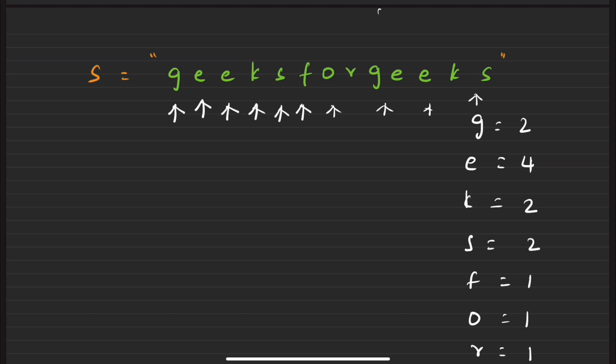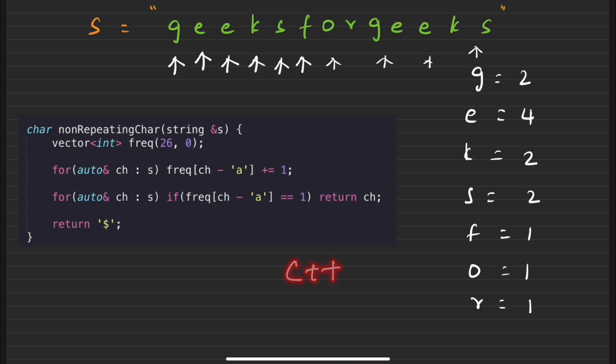And as we are going from starting index to end index, whatever character has the frequency 1 will be the first non-repeating element. Simple. Now since we have understood the logic, let's see the code for this. Again the code is in C++, but with the same logic.